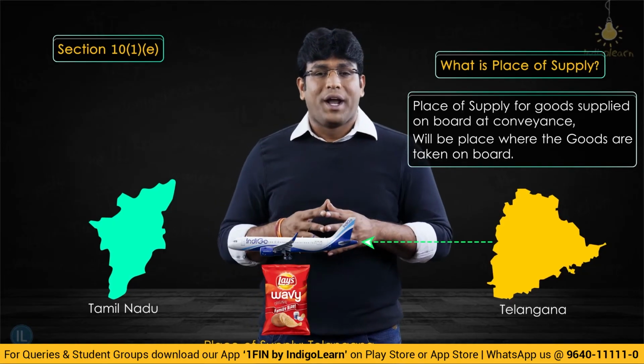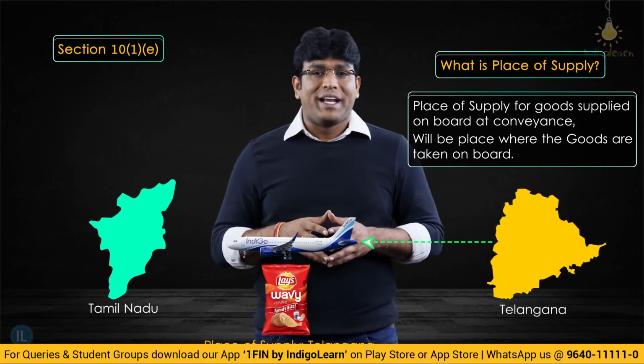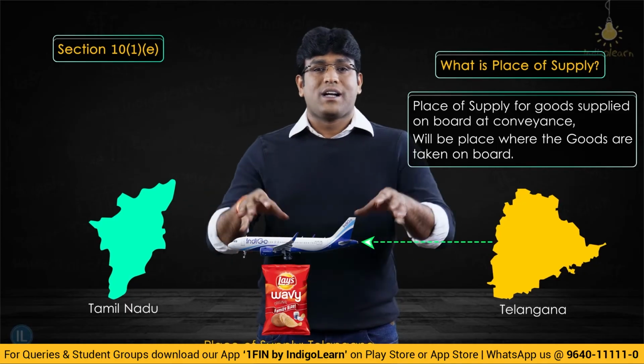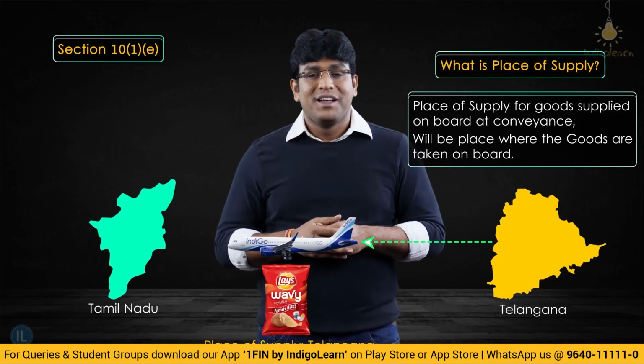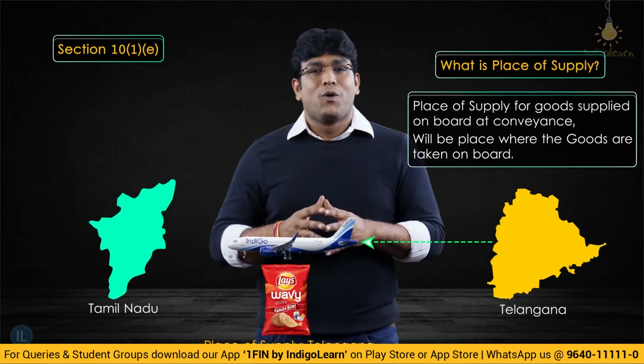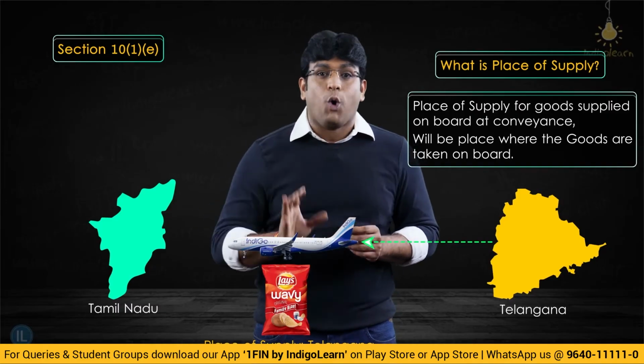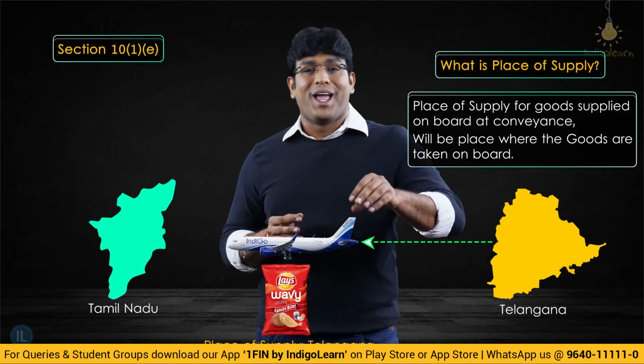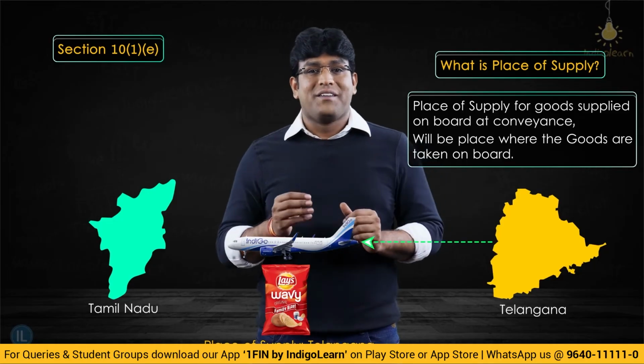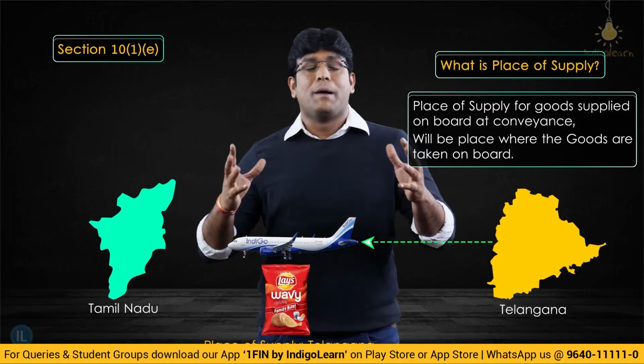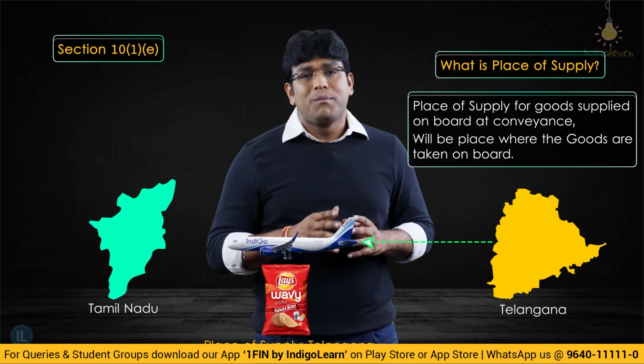Now, common sense point, when did the goods come into that flight? Common sense point, the goods have come into the flight in Hyderabad itself. Correct, right? That means in Telangana only the goods are taken on board. Correct, my dear friends? So for goods supplied on board a conveyance, place of supply will be the place where goods are taken on board. Clear, right? Now take another example.